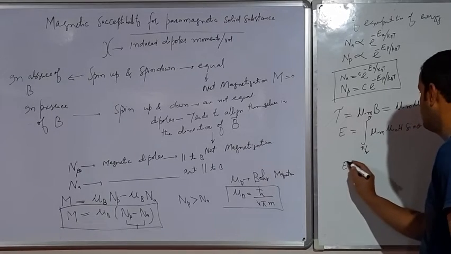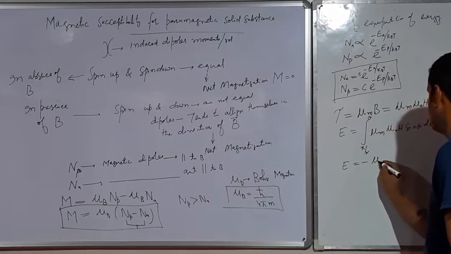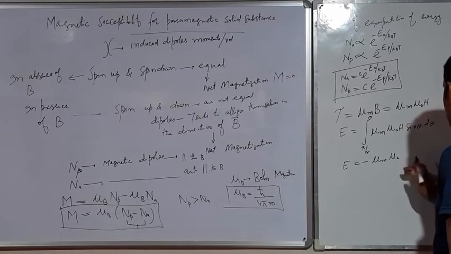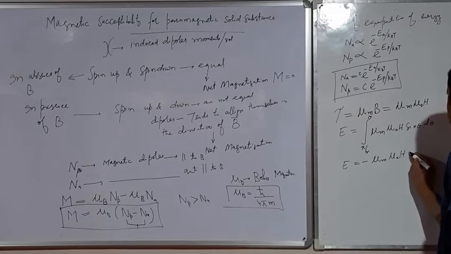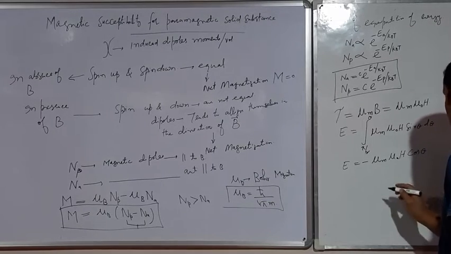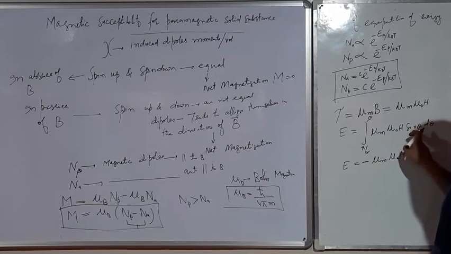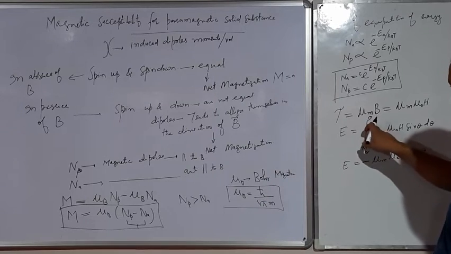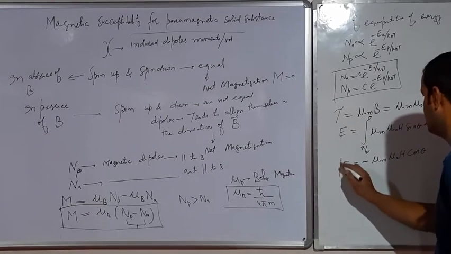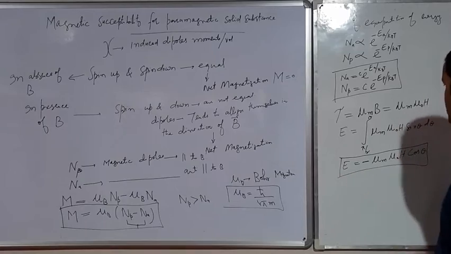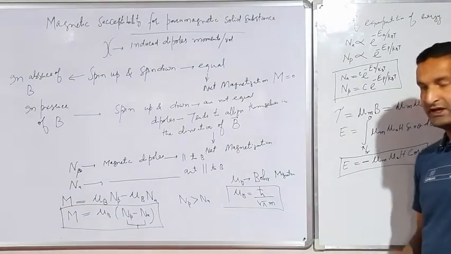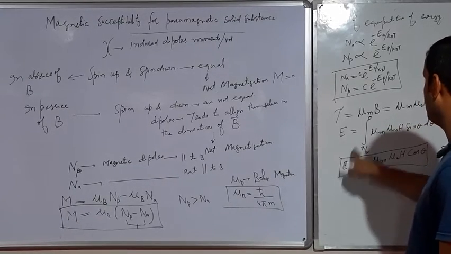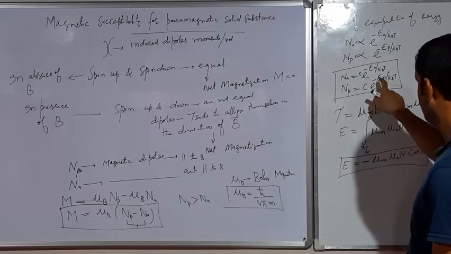We get E will be equal to minus mu m mu naught H cos of theta, and it is minus because the integral of sine of theta is minus cos of theta, and cos of 90 will be 0, so there is only cos of theta. So this is the energy associated with each dipole. Here we can write it in terms of Ea and Ep and substitute it.